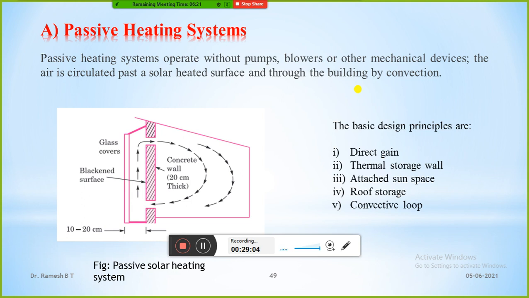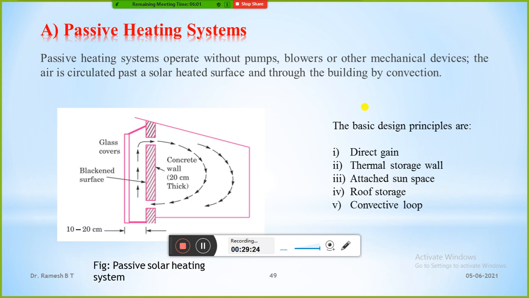with vents near the top and bottom of the building that permit circulation between the main building and the sun space. The heat storage is provided by the thick concrete wall, which avoids heat losses, and also by water containers or other materials for space heating purposes.